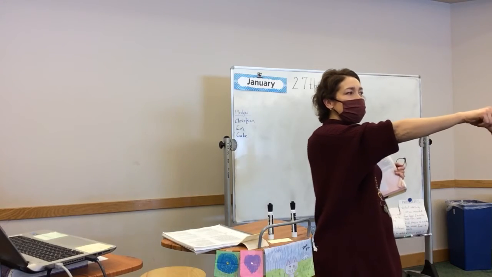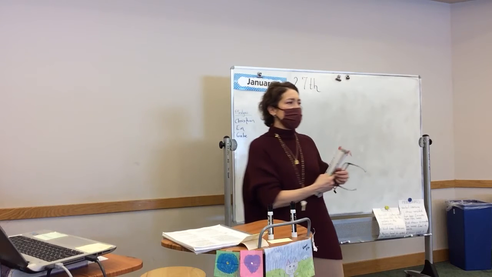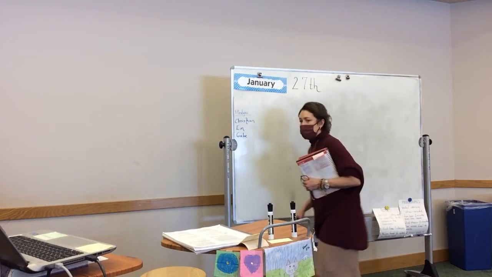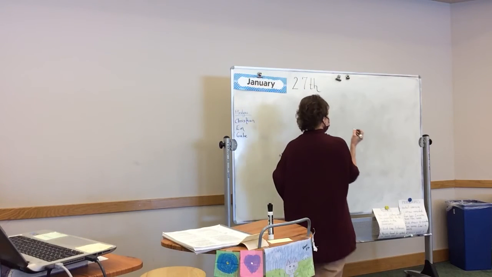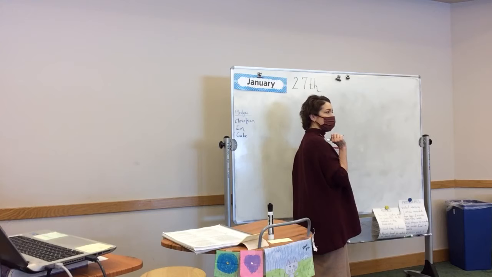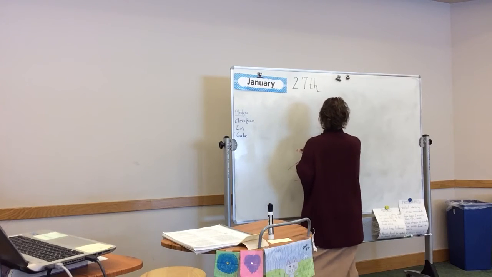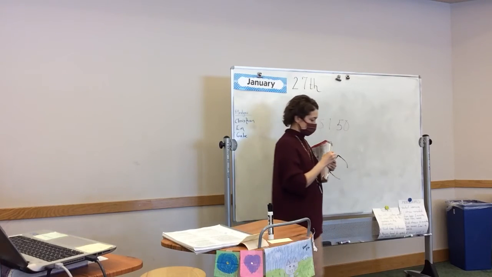Bingo! 50 times 3. What is 50 times 3? James. $1.50. Yes. How would I write that? Dollar sign 1.50. Perfect. All right.